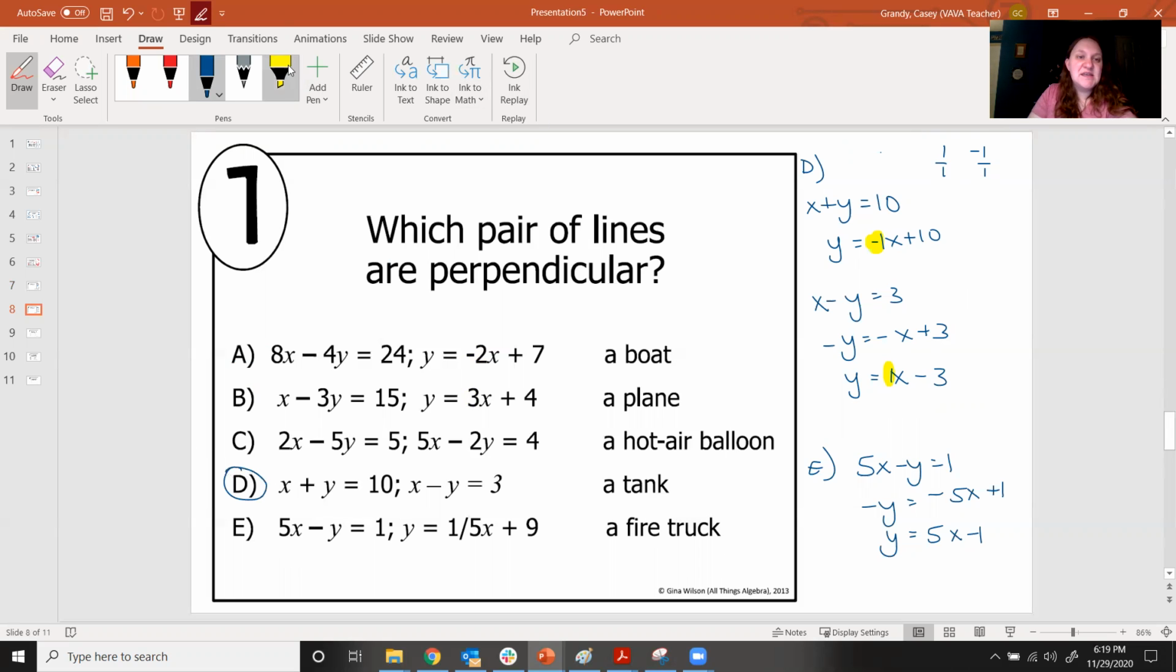And if you wanted to double check E, you would rewrite that first equation and you would get y equals 5x minus 1. The slope is 5. And the second equation was already given to us in slope-intercept form. Its slope is +1/5. They are reciprocals, but they're not opposite reciprocals. They don't have different signs, so the answer is not E. So please be very careful with that 1. Remember, 1 can be written as 1/1. So when you switch your numerator and denominator, it's still 1. So 1 and -1 are indeed opposite reciprocals.